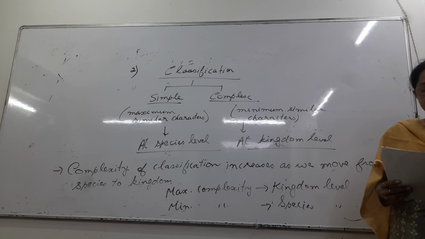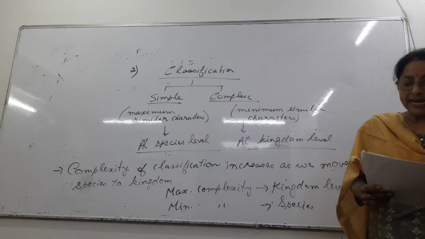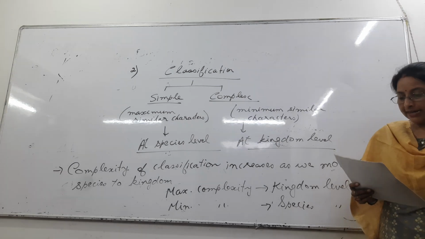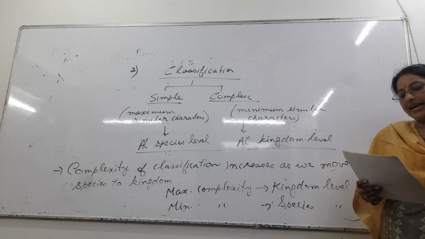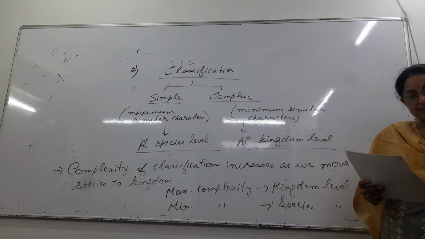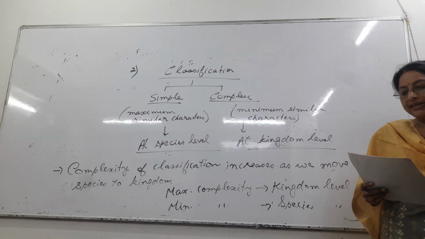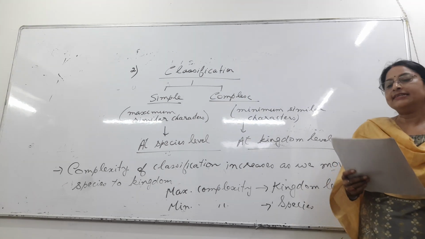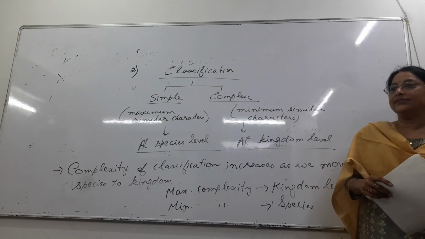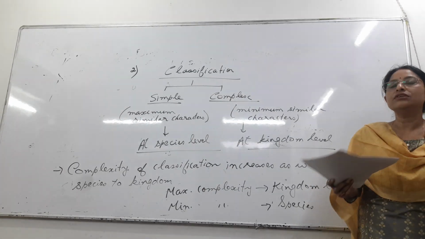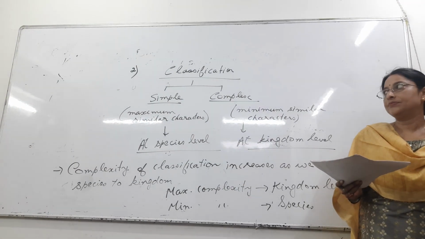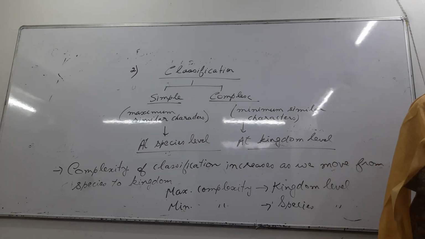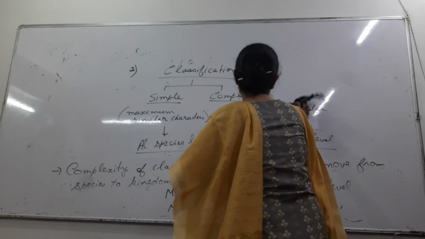Okay, the first question: all the taxonomic categories together constitute the dash. Options are taxon, kingdom, family, hierarchy.